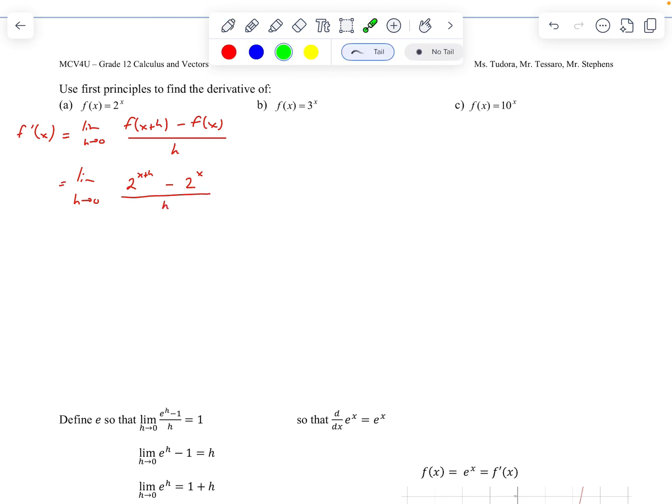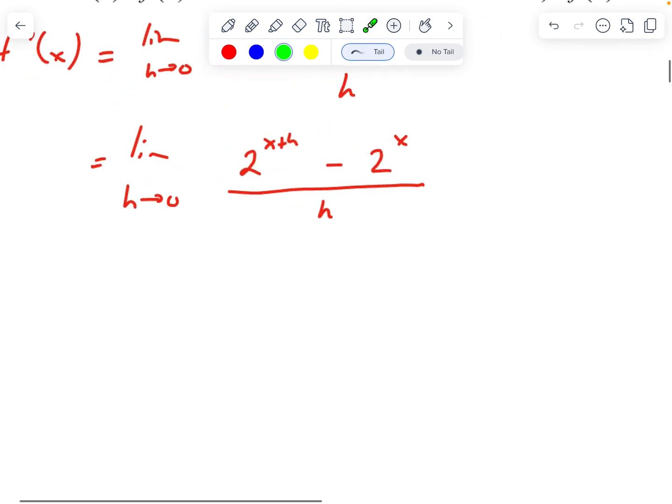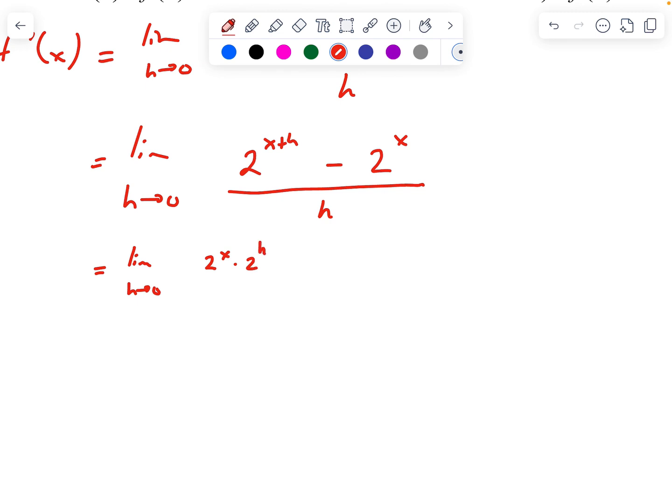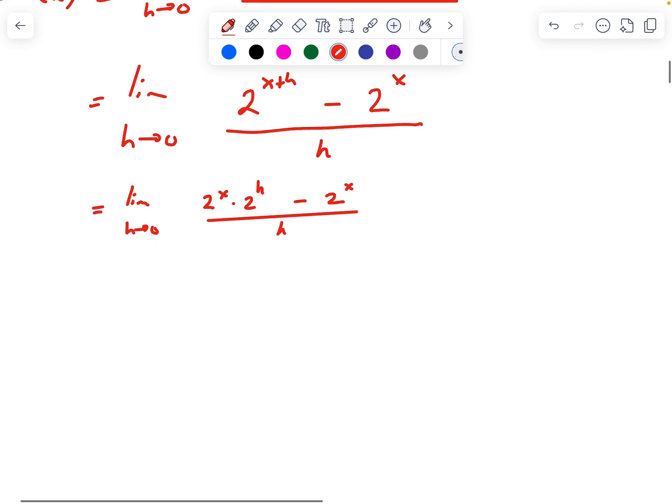Now I see I'm adding exponents here. Well, why would I be adding exponents? Because I'm multiplying. So let's separate that out. Let's rewrite that as 2 to the x times 2 to the h, because the rule for that is you add the exponents. And now I can factor the top. I can factor out 2 to the x, and 2 to the x doesn't have h in it.